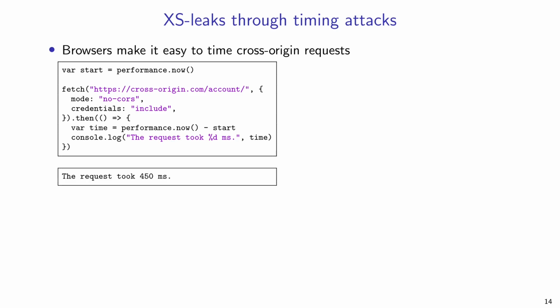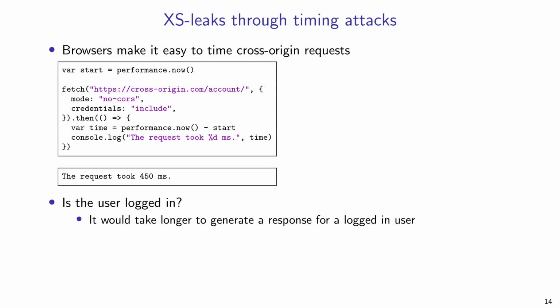Let's say the attacker observes that it took 450 milliseconds to complete the request. Now, based on the timing, the attacker might try to infer whether the user is logged in. Typically, it would take longer for the server to generate a response for a logged-in user, because creating the account page for an authenticated session involves more computation than just returning a "please log in" message. So this kind of attack would first require the attacker to benchmark the target website to find out the average response time for a logged-in versus a logged-out user. And of course, the attack is more reliable on slower servers where the timing difference is more noticeable.